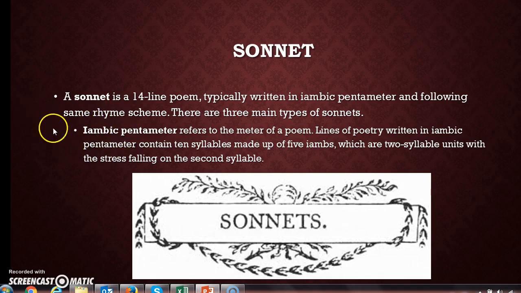Now remember, and they'll explain this in the online lessons, but iambic pentameter refers to the meter of a poem. Lines of poetry written in iambic pentameter contain 10 syllables made up of 5 iambs. So basically they have 5 beats in the line.